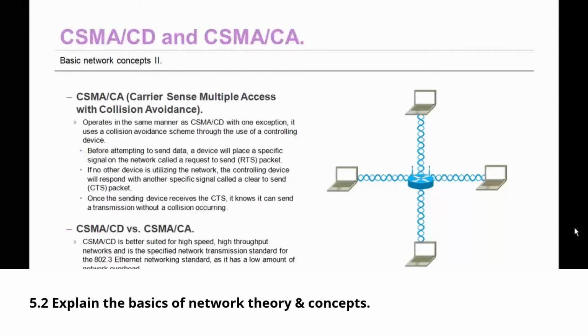CSMA-CD is better suited for high-speed, high-throughput networks and is the specified network transmission standard for the 802.3 Ethernet networking standard, as it has a low amount of network overhead. CSMA-CA is better suited for lower speed, lower throughput types of networks where the possibility of data collision is higher. It is the specified standard for 802.3 wireless networks, or Wi-Fi networks.